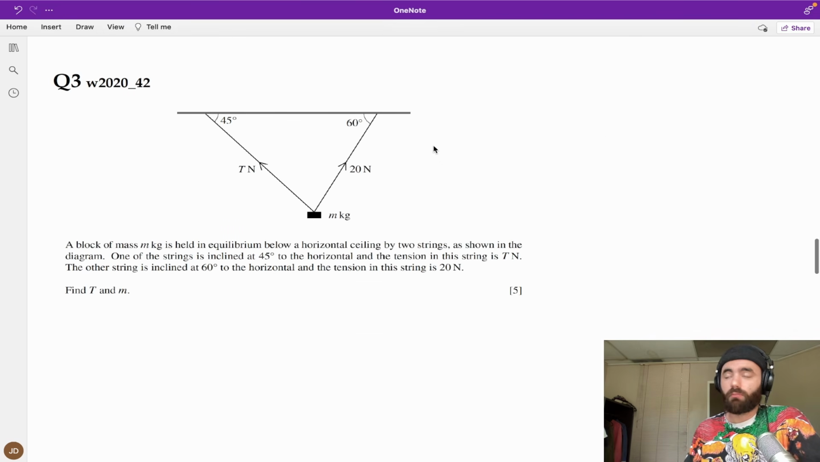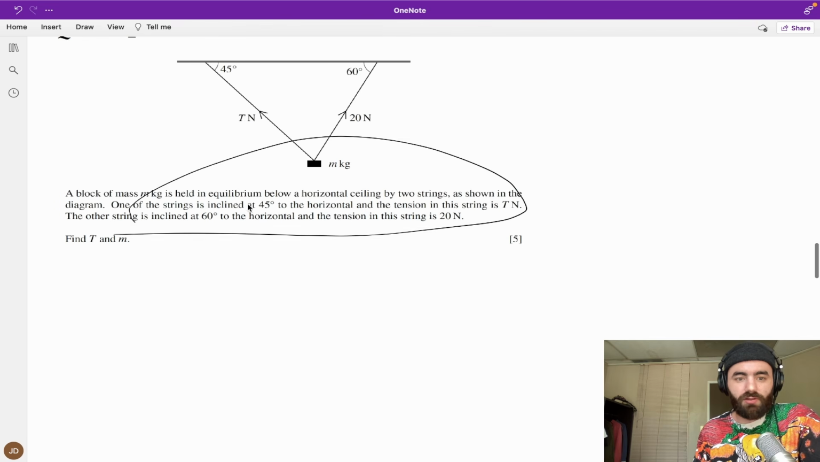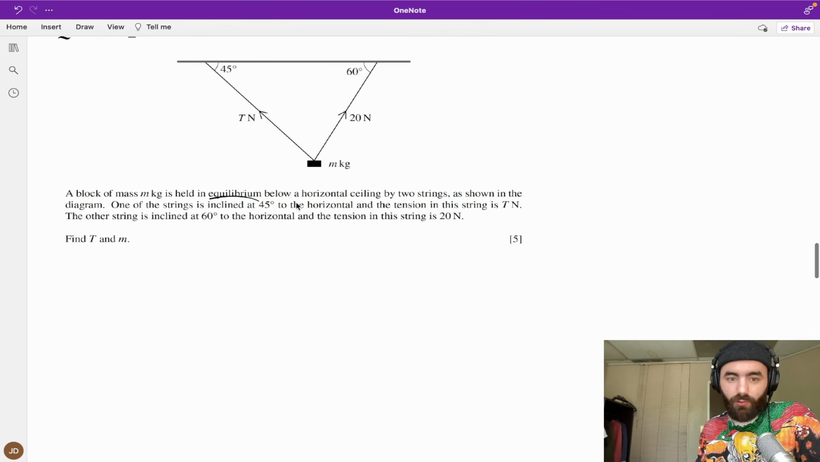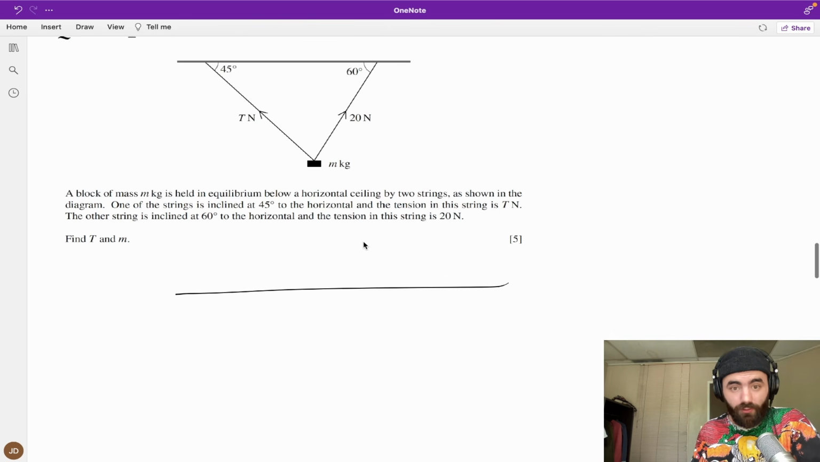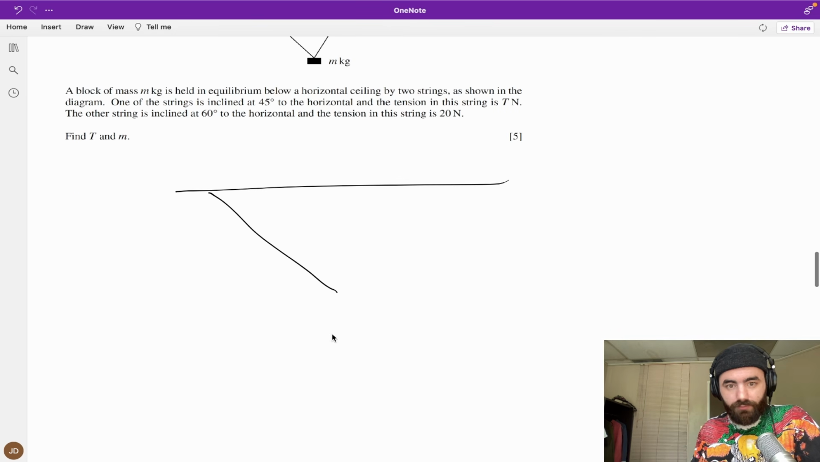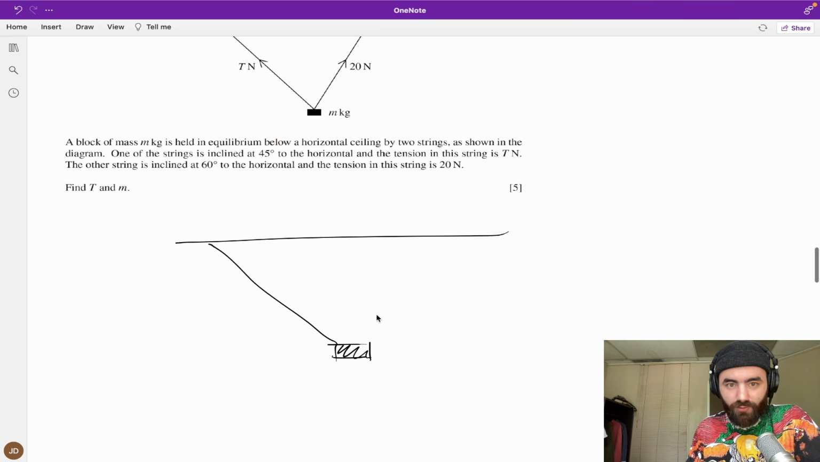Okay, I'll reiterate again, you should watch the resolving vectors question. It's a lot easier. Okay, so I'm going to redraw this diagram, and this is basically just going to explain it. It's in equilibrium, which means the resultant force will be 0. Let's redraw it. It'll stay consistent, even if my drawings are horrendous.